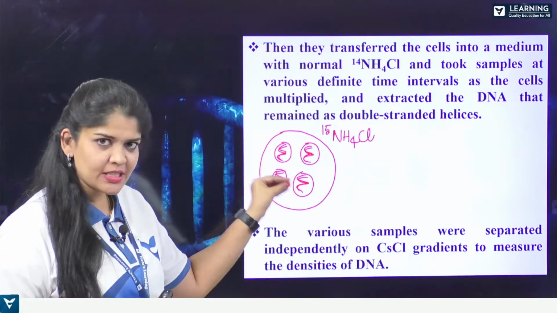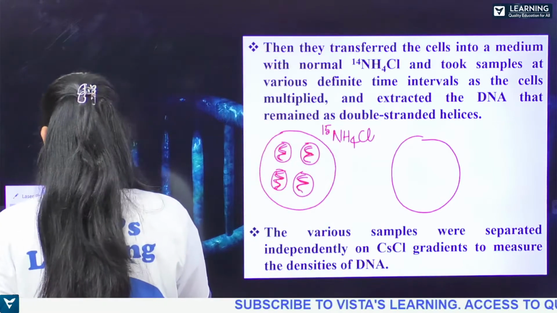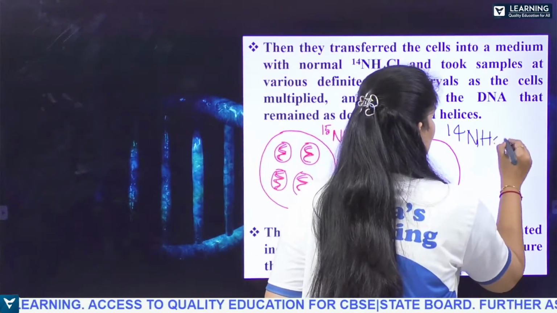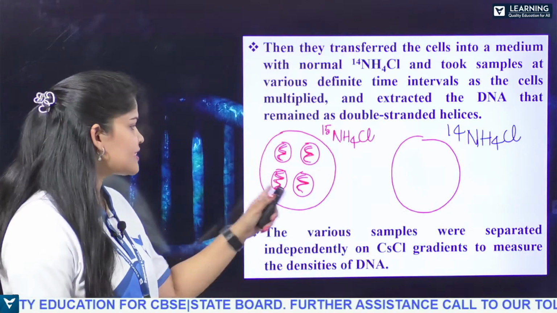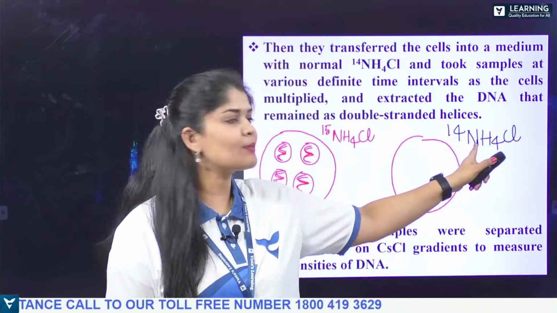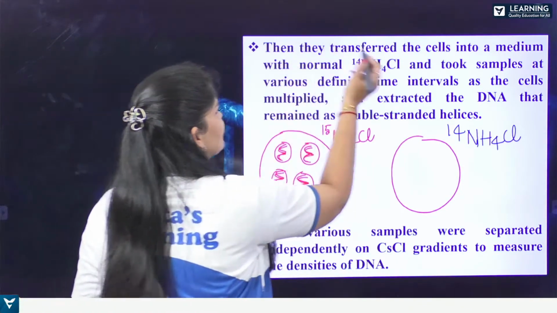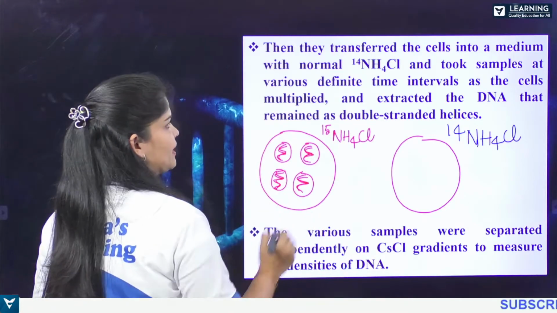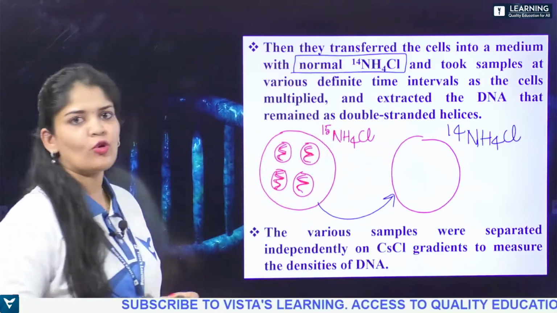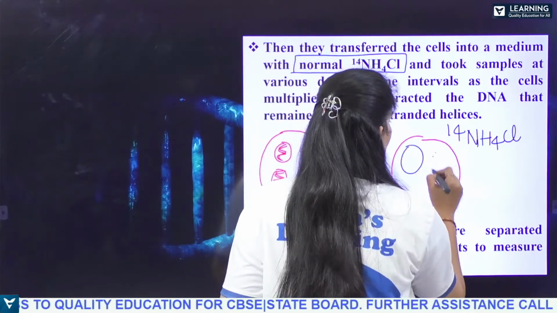Now they have transferred the cells into another medium. The new medium contains N14, which is normal nitrogen, NH4Cl. Now the cells have been inoculated from this medium to the new medium. The new medium is incorporated with the normal nitrogen NH4Cl, that is, ammonium chloride medium. So they transferred the cells from this medium into a medium which contains normal N14 containing ammonium chloride.